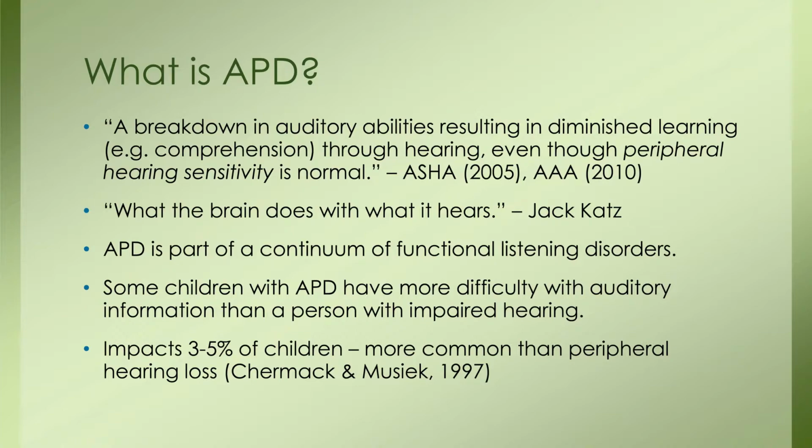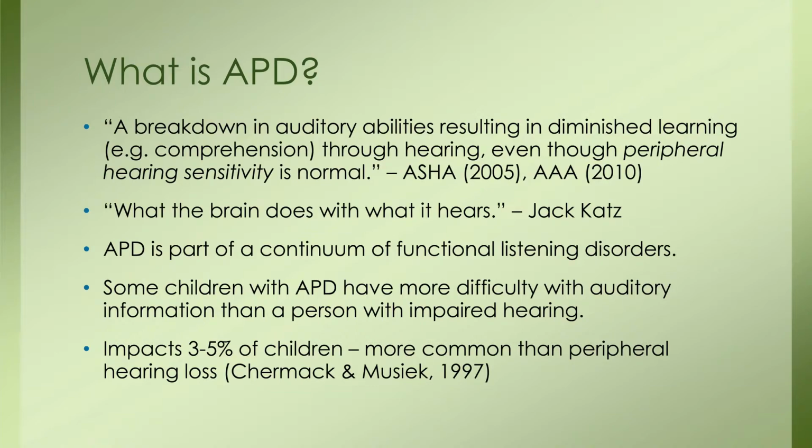In APD, the ears are working normally, but the brain isn't making sense of all the information it receives. It's been referred to as auditory dyslexia, but that doesn't quite capture all of it. I find it easiest to think of it as what the brain does with what it hears, keeping in mind the understanding that it's actually a functional listening deficit. There's a spectrum of severity with APD. Some individuals can compensate, and that's because their APD is mild. Others have more difficulty in listening situations than someone with a documented hearing loss.